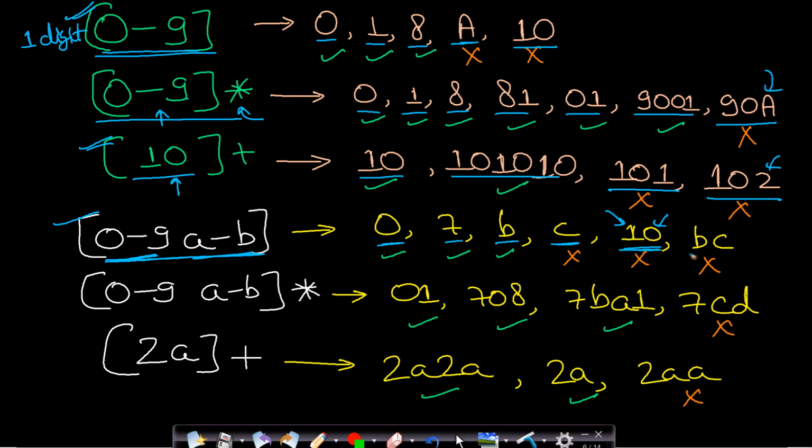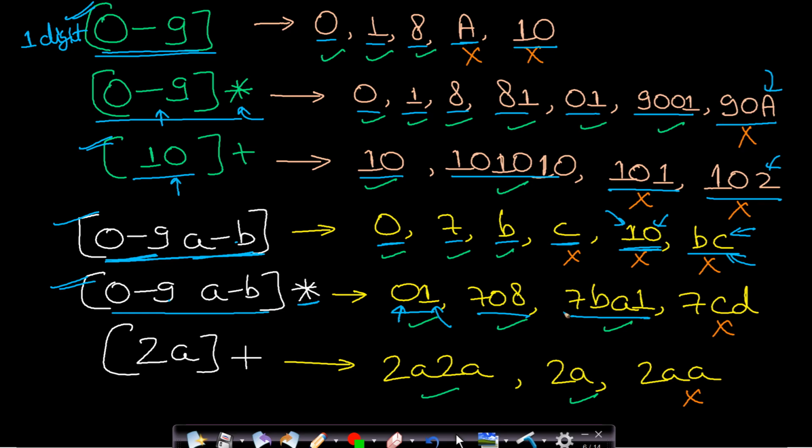Okay. Similarly, this BC is not valid since it has 2 characters, and also this C is out of range. Our range was from A to B. Now if you put a star beside this block, then this digit can get repeated any number of times. So in this case you can see that 01 is valid because 0 is in the range of 0 to 9, 1 is also in the range of 0 to 9. This is valid. 708 is valid.